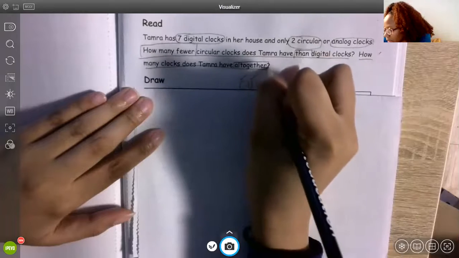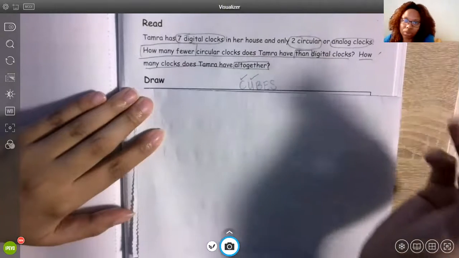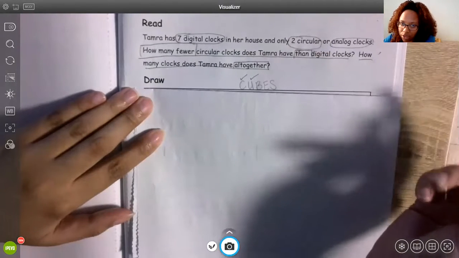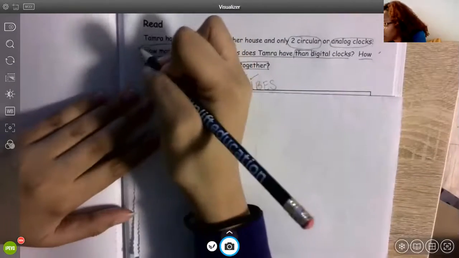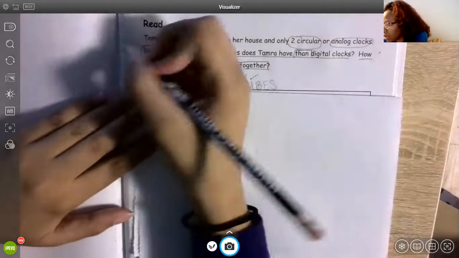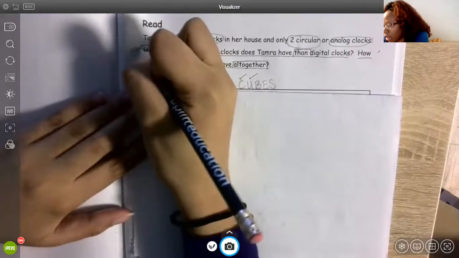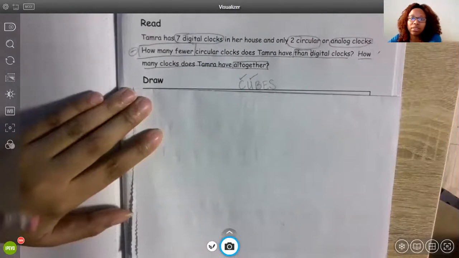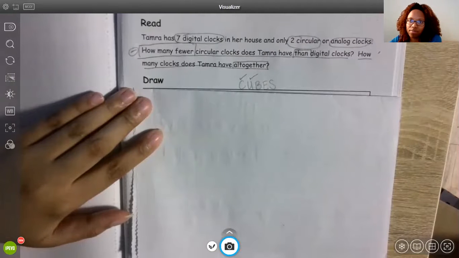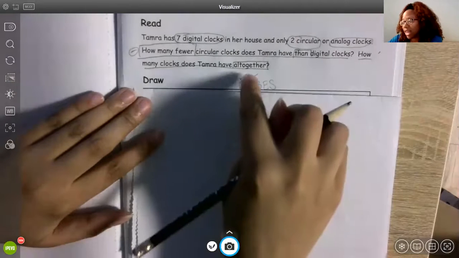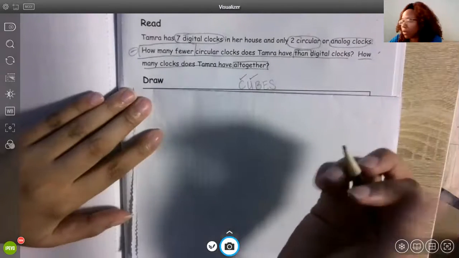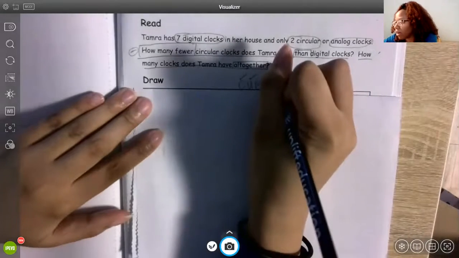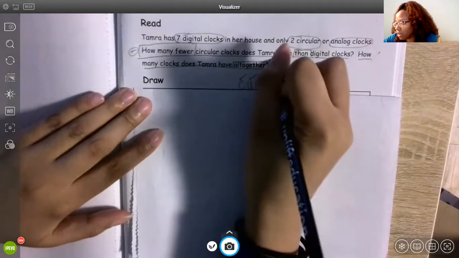Now that I have my keywords boxed, I also need to think about what operation I'm going to do. I heard someone say for this first one, how many fewer than, you're going to subtract, and you are correct. But what about the second one? For the second question, you're going to do a different operation. It says all together, so that means you want to know how many clocks she has in total or in all. So you are going to add for that one. I'll put my addition sign over here on the side.